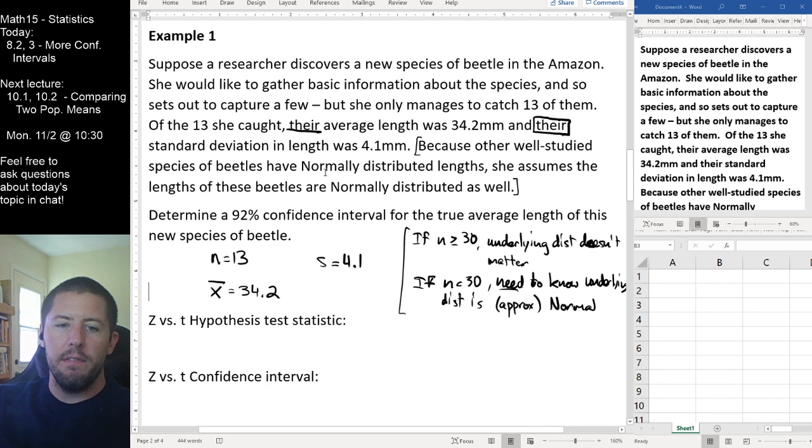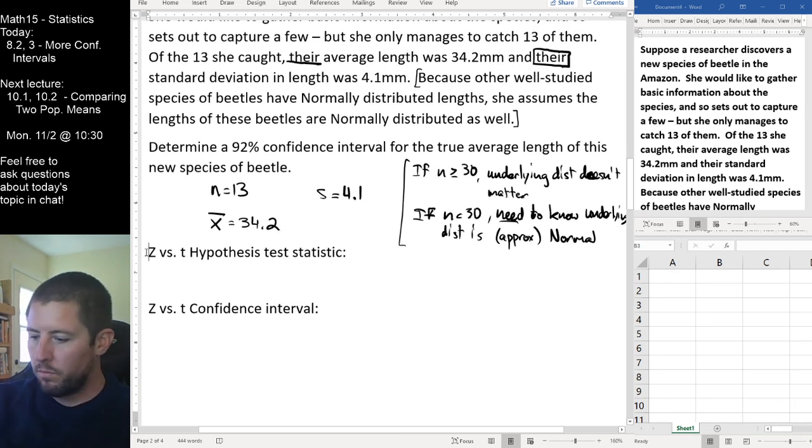So I think this is a very, very reasonable assumption for a researcher to make, even if this is like a brand new species of beetle. I think it's a very reasonable estimation to make. So basically all this is saying, this last sentence right here is helping us say, okay, even though we only had the sample size of 13, it's going to be appropriate for us to go ahead and move forward with our Z or T distribution information things here.